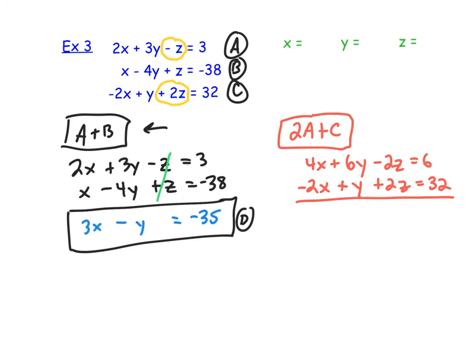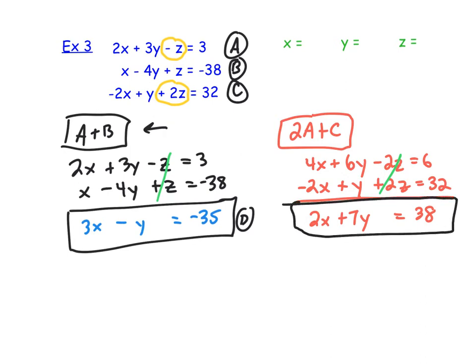All right, so 4x minus 2x is 2x. 6y plus y is 7y. The z's cancel out. And 6 plus 32 is 38. So what we have here is another equation where we have x's and y's, and it equals 38. So I'm going to call this one E. So now we're going to work with these two new equations, D and E.